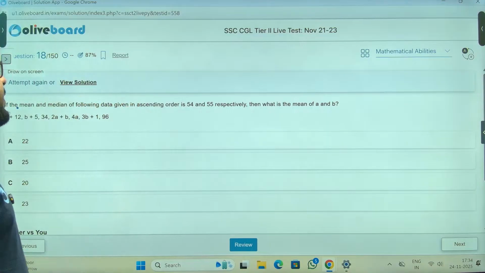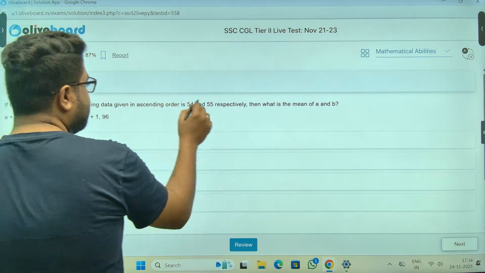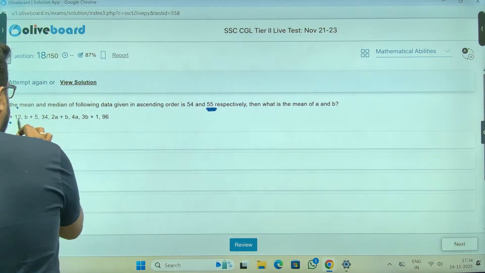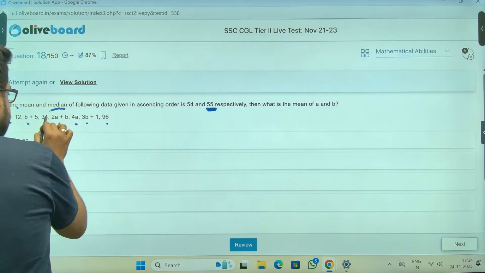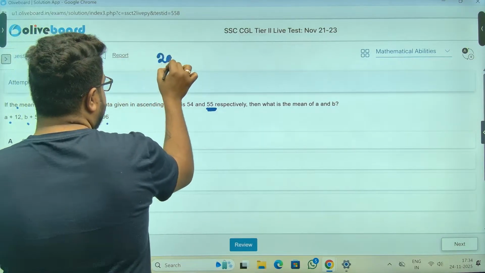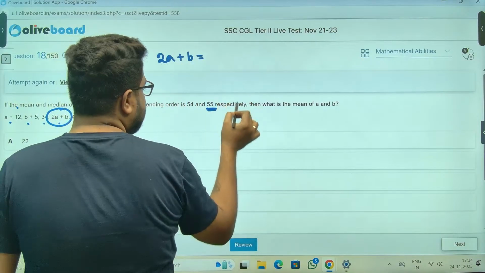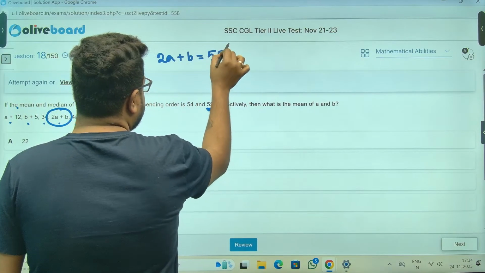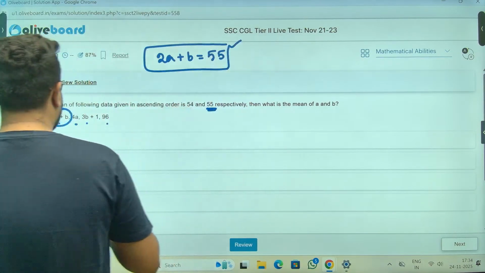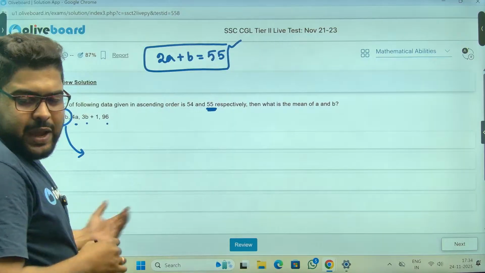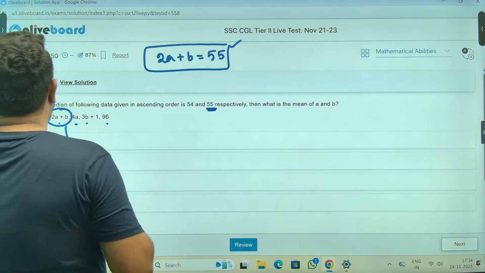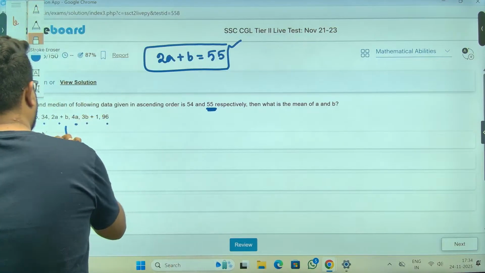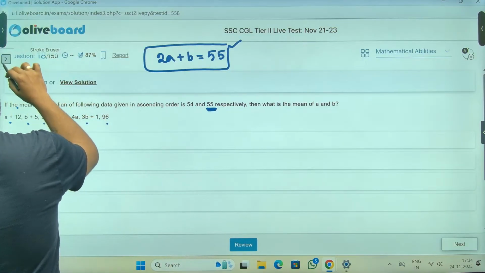Mean and median given, value of AB. Sir, first do median, sir. Easier. 1, 2, 3, 4, 5, 6, 7. Meaning fourth term is median. This one, 2A plus B, is median, which is equal to 55. Sir, mean निकालना तो बहुत बड़ा calculation होगा. Mean means, chalo, I need to add everything. So, let's see, sir.